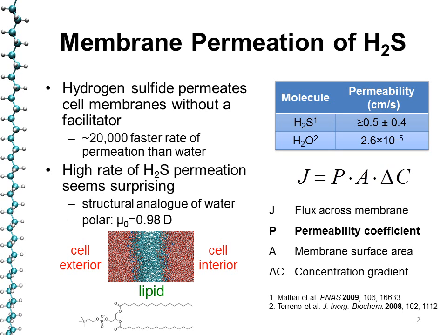Quantitatively, they determined that the permeability coefficient of hydrogen sulfide must be at least 0.5 centimeters per second. In contrast, something like water has a relatively small permeability coefficient of only around 2.6 times 10 to the minus 5 centimeters per second. This is a little bit surprising because hydrogen sulfide is a structural analog of water and also has a significant permanent dipole moment of almost 1 debye.